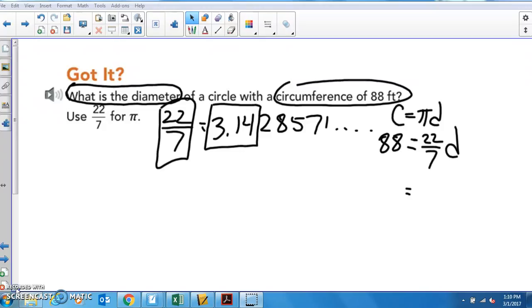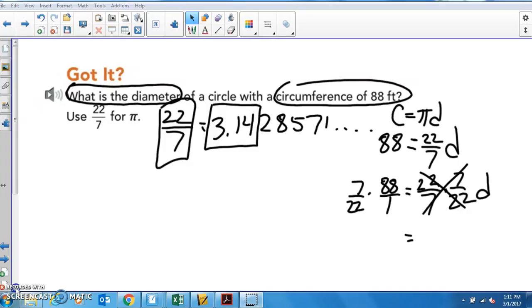So what we're going to do is this equation has a fraction. The way that we clear the fraction is we're going to take that fraction and multiply it by its reciprocal. And when we multiply it by its reciprocal, remember with equations, what you do to one side of the equation, you do the same thing to the other side. So if I multiply by its reciprocal of 7 over 22, I have to do the same thing over here. Multiply it by 7 over 22. And the way this cancels out, those two 22s cancel out, those two 7s cancel out, so that leaves the letter D, variable D, for diameter.